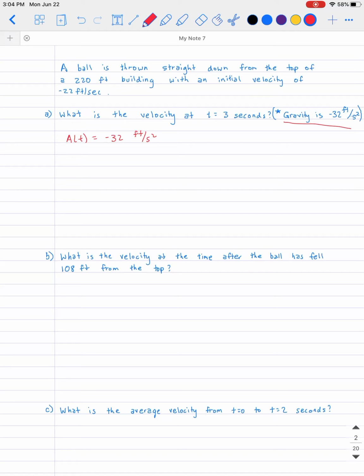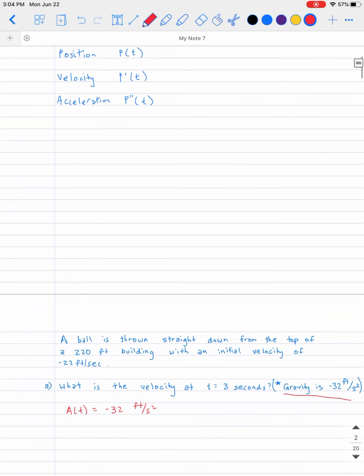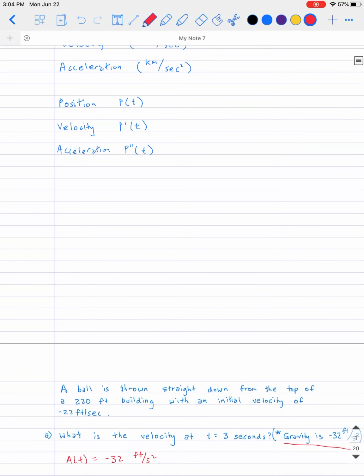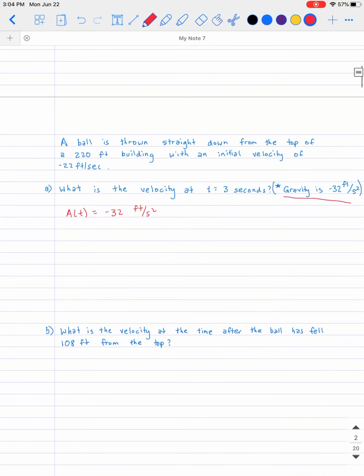Now, from the acceleration, I want to find the velocity. If you remember what I said earlier, the acceleration is the derivative of the velocity function. So if you know what the derivative is, which is negative 32 in this case, the question is what is its, quote unquote, antiderivative? What is the function that makes the derivative negative 32? Well, going by the power rule backwards, it would be negative 32 multiplied by t.